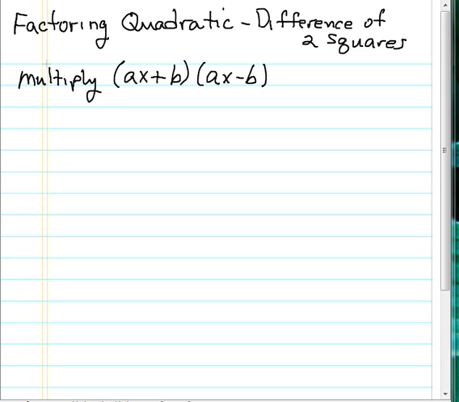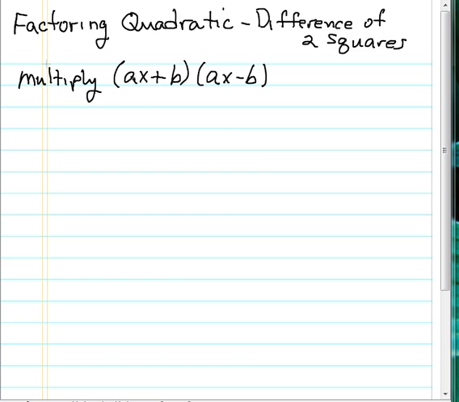Before we get into factoring, let's examine a pattern that we have here. We have two factors that are the same contents, but one of them is added and one of them is subtracted. Now that this is in factored form, let's look at what happens if we multiply those and put them back into quadratic form.